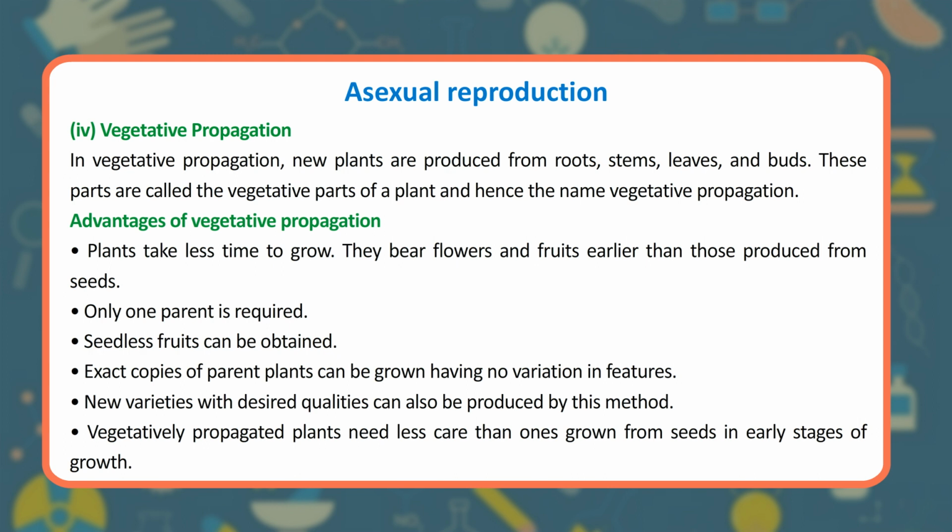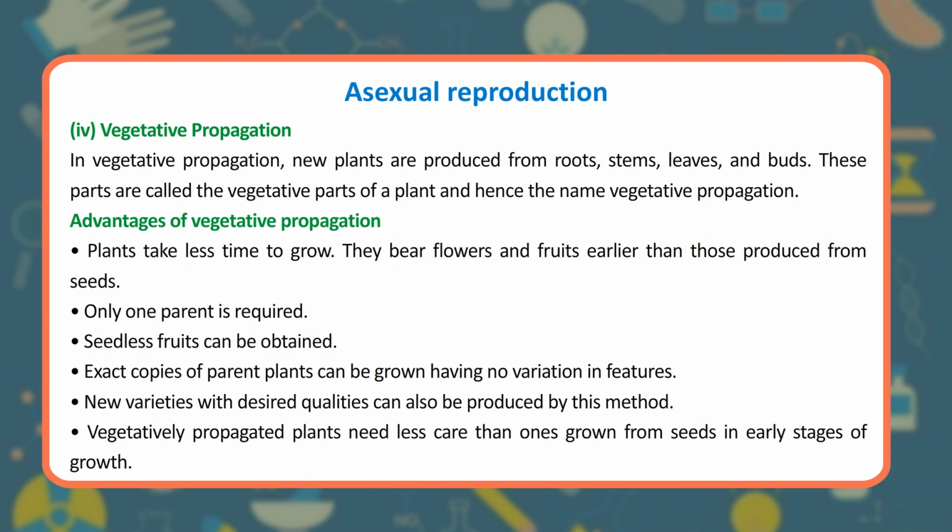4. Vegetative propagation. In vegetative propagation, new plants are produced from roots, stems, leaves, and buds. These parts are called the vegetative parts of a plant and hence the name vegetative propagation. Advantages of vegetative propagation. Plants take less time to grow. They bear flowers and fruits earlier than those produced from seeds. Only one parent is required.